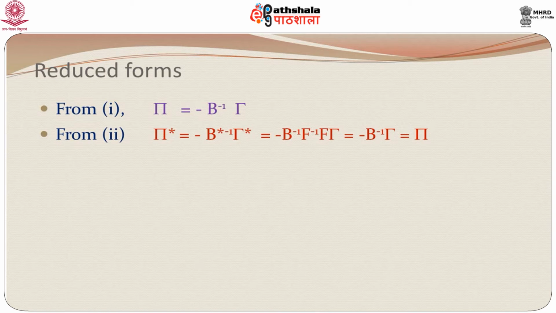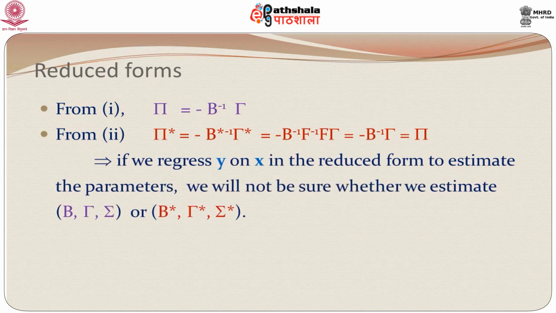What is the implication of this? The implication is that if we regress y on x, that is what we do in the reduced form, to get pi, the question would be: are we estimating pi or are we estimating pi star? If we are estimating pi, we can go back to B and gamma. If we are estimating pi star, then we will have B star and gamma star, which is a non-singular transformation of B and gamma. So, we are not sure as to what we are estimating.